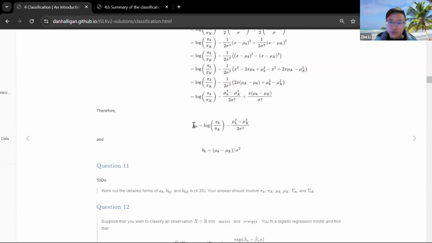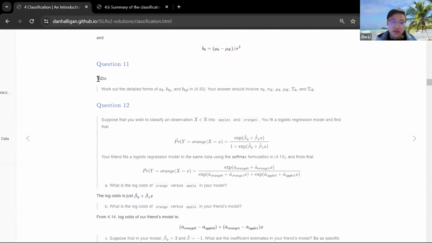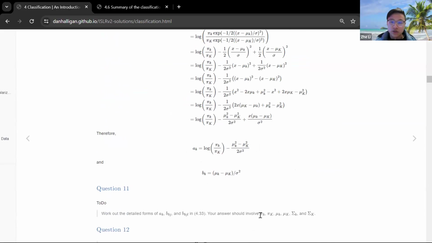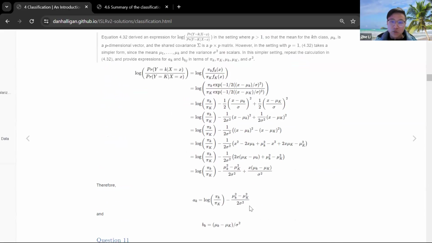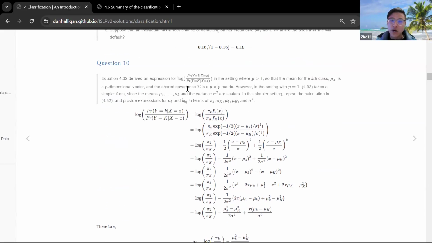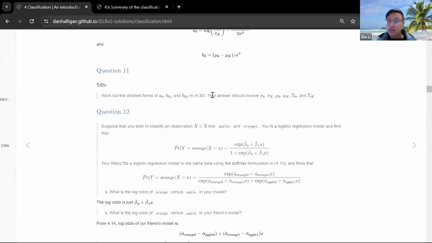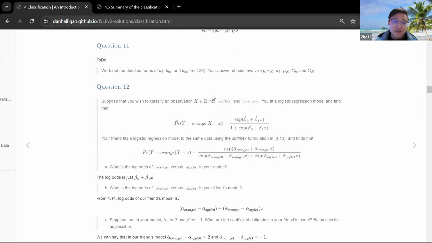And we can see that AK and BK is a constant in this case. And the next question, we derive the function to QDA case where the variance across each class is not equal, so it'd be kind of more complex. And I derived it myself, but I'm not sure if it's right, and I handwritten it, so I cannot show it here.